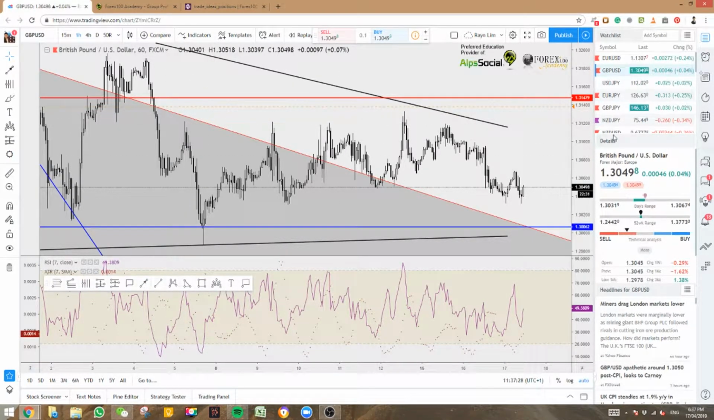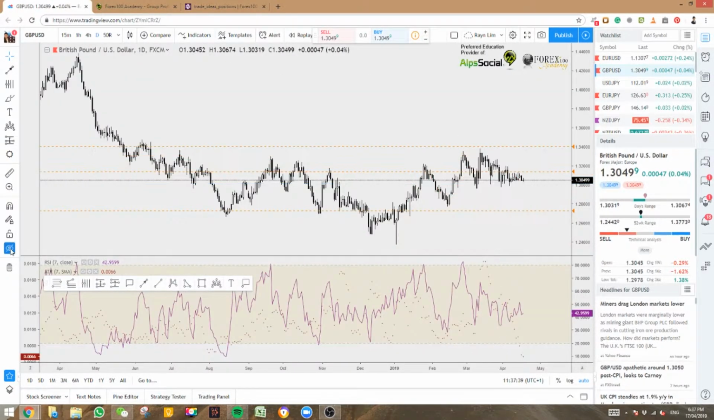For support resistance traders, I'm looking to short at 1.3147 for a shorting opportunity. If not, nothing much for me. Head down to dollar yen right now.